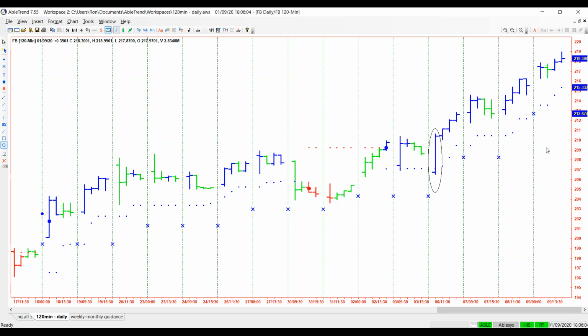This is Facebook. This is a 1 hour, 2 hour, daily. And as you can see here, really excellent triple confirmation signal there. There's your weekly, there's your daily. This is a 2 hour.